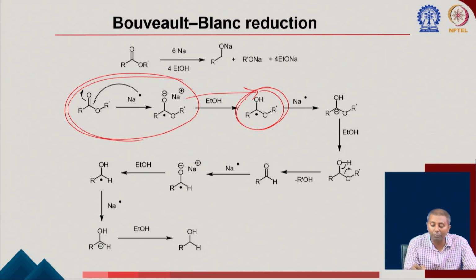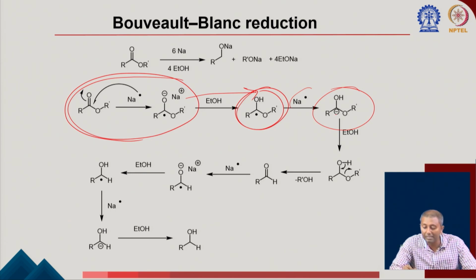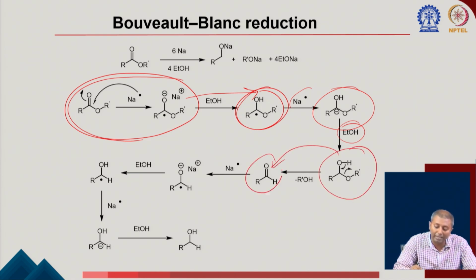Again, it will take one more electron from the sodium, and you can see it is going to form a minus here, which can take a proton from the ethanol. Now you can see this carbon has an OR and an OH, so you can clearly understand this will not stay here. It will immediately convert to the corresponding aldehyde.